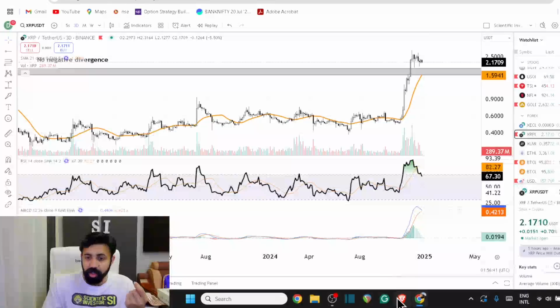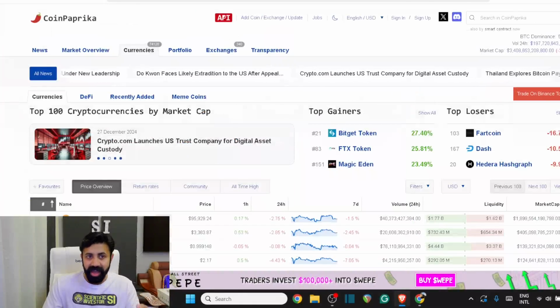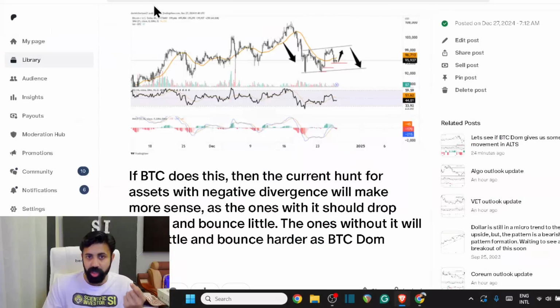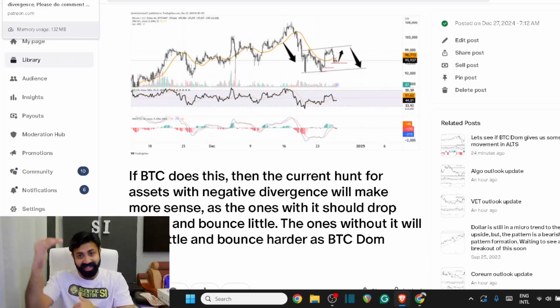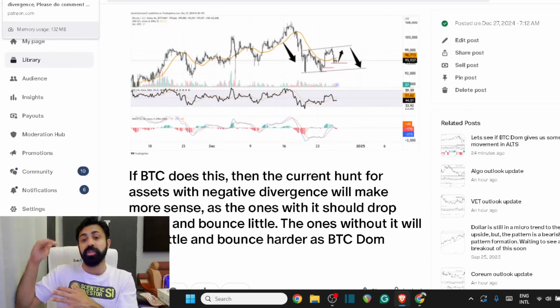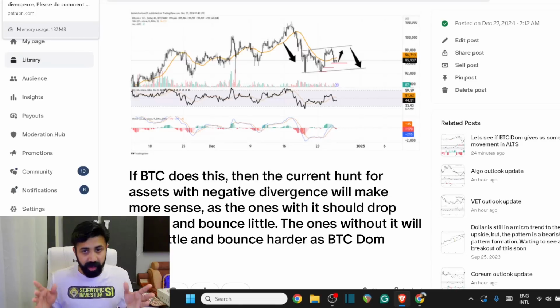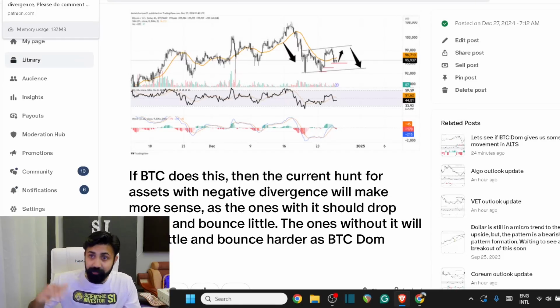On an asset-to-asset basis, in the actual Patreon, we're going through all the assets one by one so that you guys actually see, if your portfolio has 10 assets, how many of them really have a negative divergence right now on a weekly. If it's not there, that's okay. If you have 5-6 assets with negative divergence, you really have to think big and do the right thing.